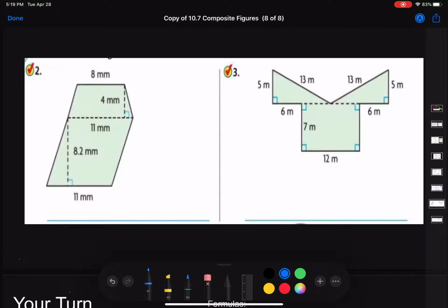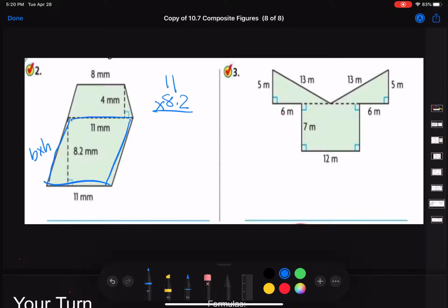Okay, so next up, you have 2 shapes here in number 2. You have a trapezoid, and you also have a parallelogram. So remember, for a parallelogram, it's base times height. This is your parallelogram, base times height. So what you're going to do is take 11 times 8.2.